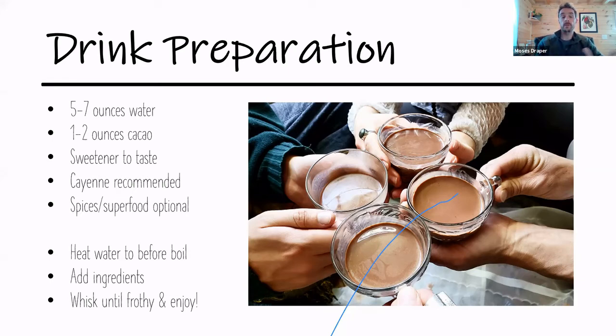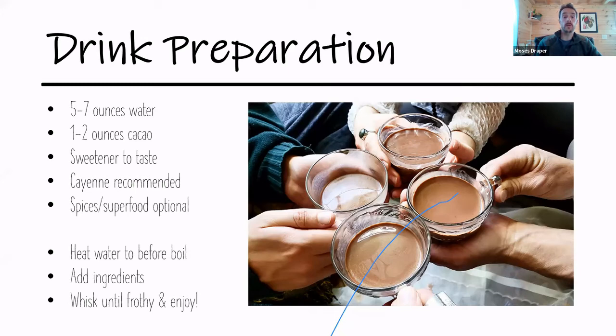And in terms of other things, people sometimes ask about adding things like coconut milk or nut milks or cow milk. You know, a lot of us grew up drinking hot chocolate with milk. And for ceremony, we always just go straight water. I find the body tends to absorb it more quickly that way.